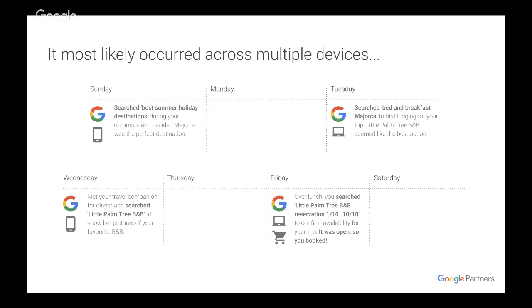You're already looking to stay somewhere for your trip, and you find an option called Little Palm Tree Bed and Breakfast. Immediately, the day after, you still want to engage in more activity, so you met your travel companion for dinner and you looked for Little Palm Tree Bed and Breakfast because you wanted to show this person pictures. You're engaged, you're really going for more information. You want to make sure you're right in your decision. This is not done overnight. Thursday, you sleep on it, that's great, but then on Friday over lunch, you decide to book this bed and breakfast, you have your dates, and you book.